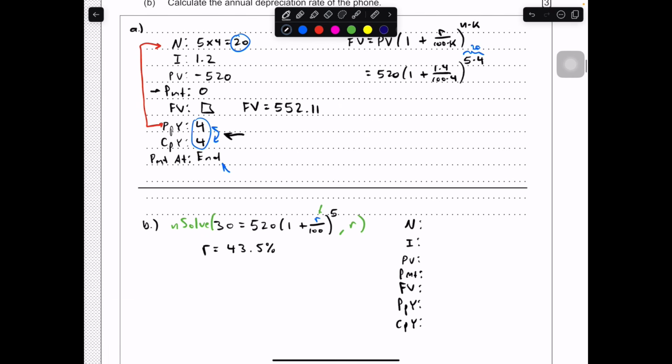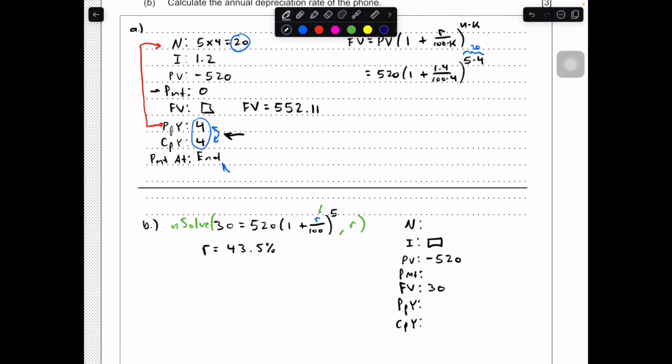So in this case, the interest rate is what we're trying to find, the depreciation rate. The present value is going to be the value of the phone. And in this case, we'll still put negative 520. In this sense, the value is locked up in a phone. And I think, to be honest, we could actually switch the values. We could put this as positive, and our final value would be negative. Or in this case, we can just imagine it's 520 values. But our final value is $30.